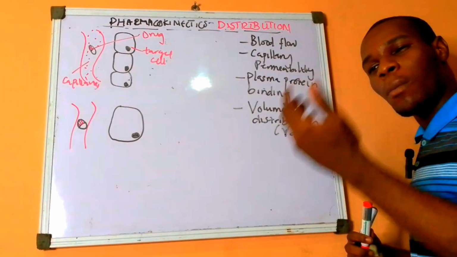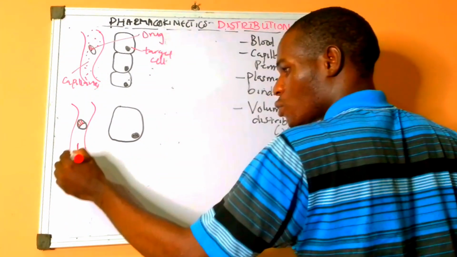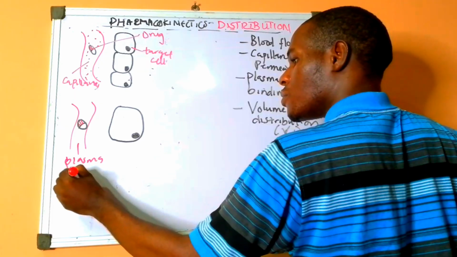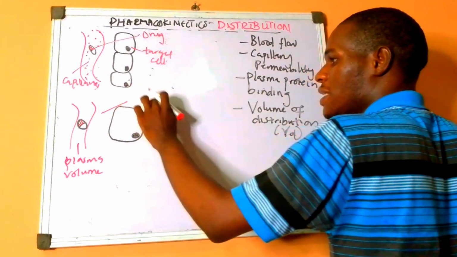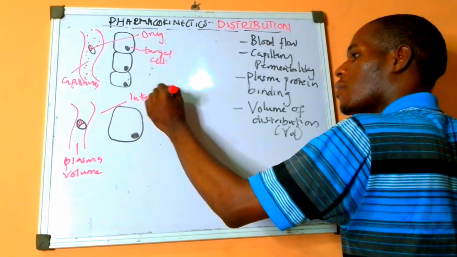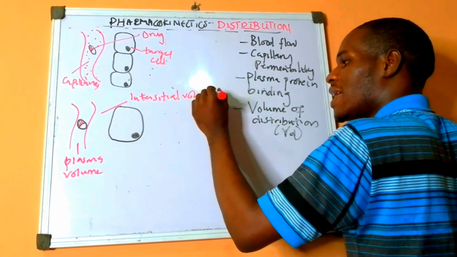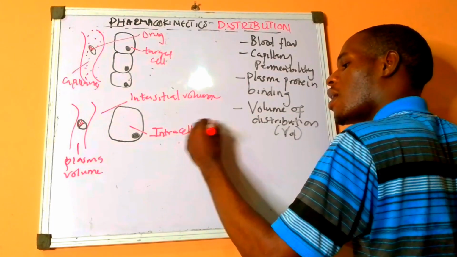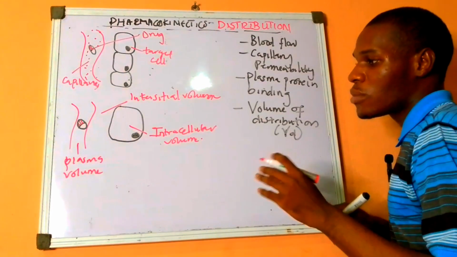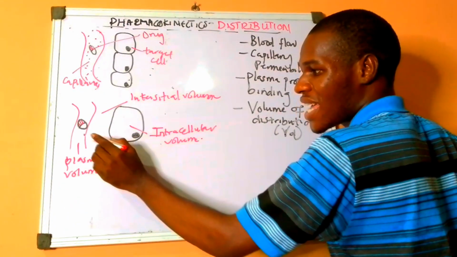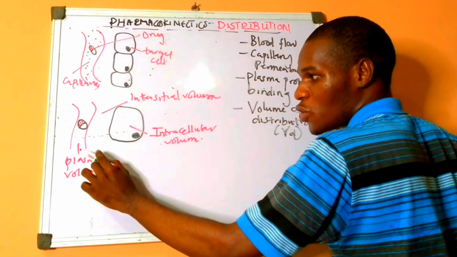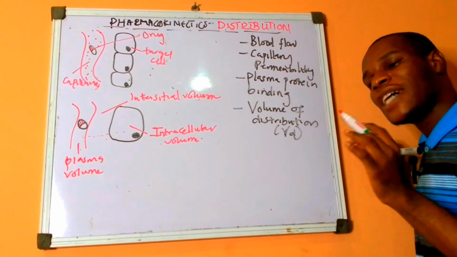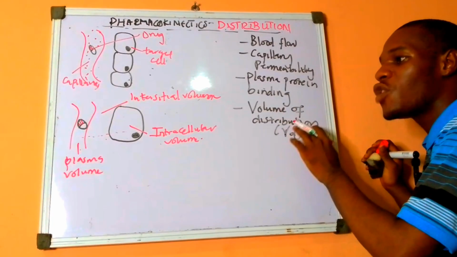So let's look at the compartments in our body that have a particular volume that can be occupied by a given drug. Let's take the vascular compartment, which is, of course, the plasma volume, the tissue compartment, which is the interstitial volume, and inside the cell, which is the intracellular volume. Certain drugs get equally distributed in the plasma volume, the tissue fluid, which is the interstitial volume, and also the intracellular volume. Those particular drugs have what we call a high VD, a high volume of distribution.